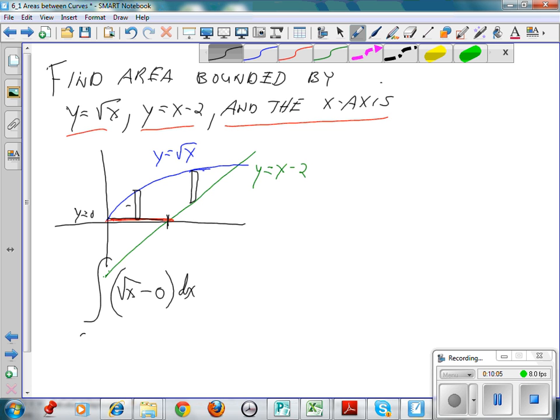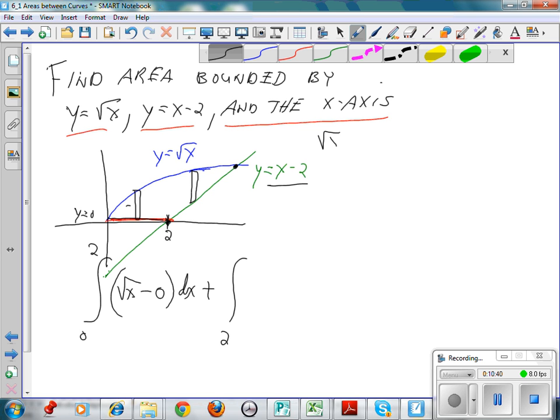Well, it's going to start at 0. And where does that intersect there? Well, when is x minus 2 equal to 0? That's at 2. So you could go from 0 to 2 here, plus you got a second integral. And you got to integrate from 2 up to what? Where do those things intersect? Ooh, I might have to do a little work here. I can see it's going to be something clean like 4. It is, but let's just do it.